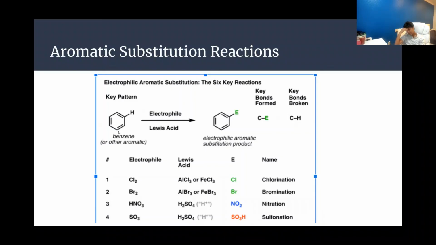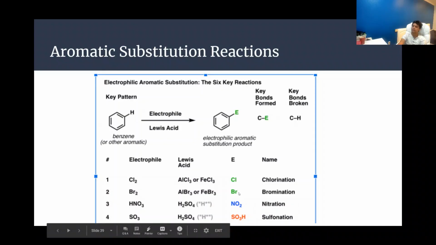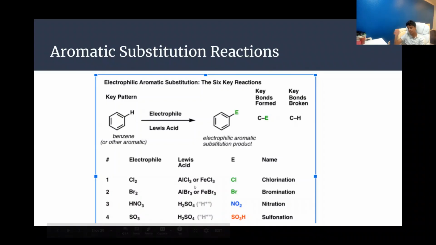So another type of reaction is called aromatic substitution reactions. Essentially you replace a hydrogen atom with some other group. If you have Cl2, you can replace the hydrogen with Cl, and if you have Br2, you can replace the hydrogen atom with Br, and HNO3 replaces it with NO2. So you can just memorize this.